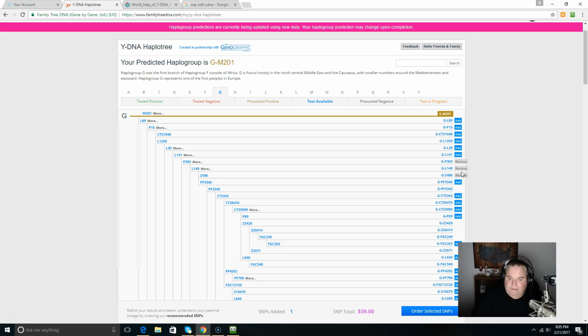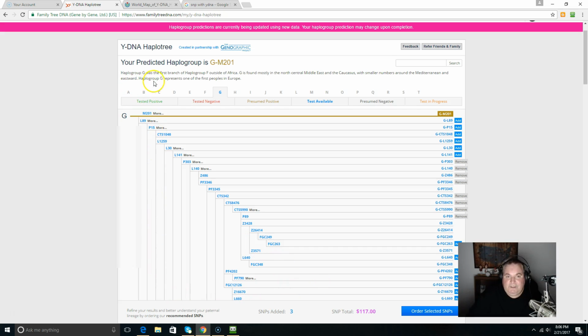And I just added 3 SNPs down, and I added $39 to the price. So as you see, you start adding more SNPs, you're going to add more to the price of what you're testing for. And that's sort of why the Big Y DNA test makes sense, because it's going to test all of these different SNPs, and it's all going to be for one price.